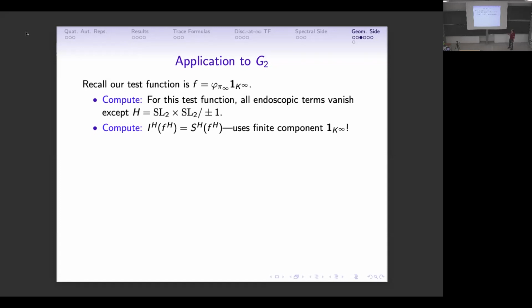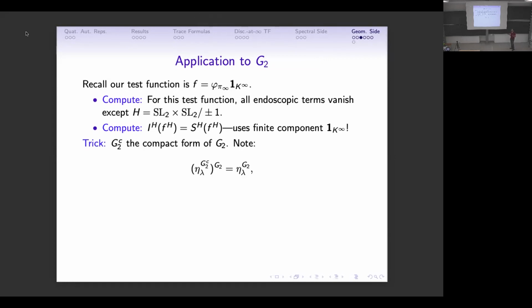Then you get that this S applied to the transfer for this specific H actually equals I_H. And this is the part where it's very important that you're unramified, because this H has further endoscopic groups that might come up in your expansion, but they die away because they're non-split.